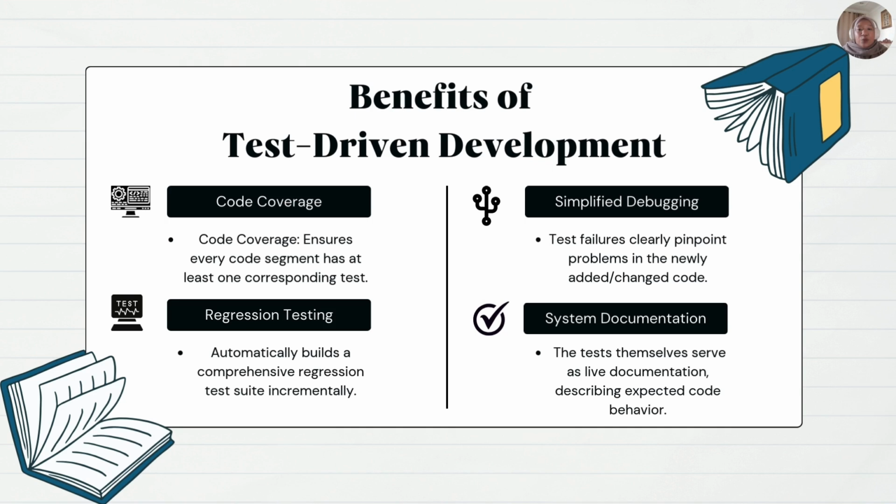Alright, so next we go for the benefits of TDD. The first one is code coverage. Code coverage ensures that every code segment has at least one corresponding test. The second benefit is simplified debugging. The third is regression testing, which is automatic but comprehensive regression. And the fourth is system documentation.